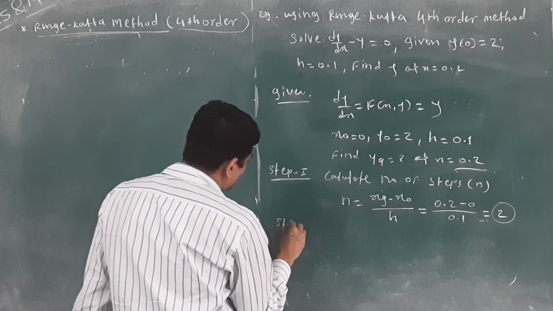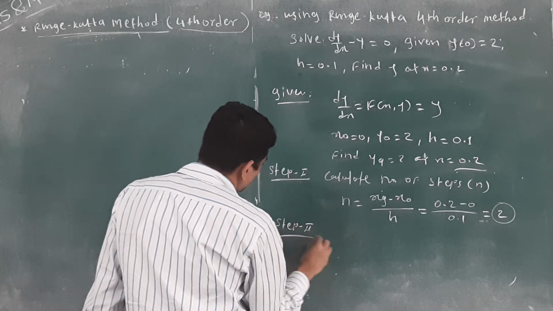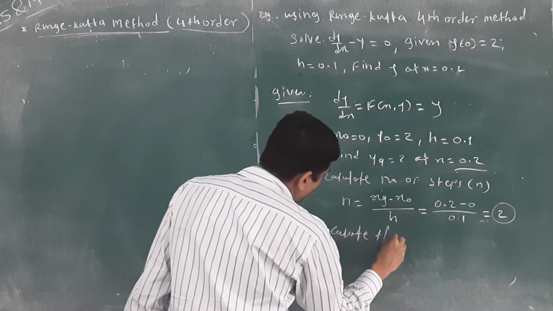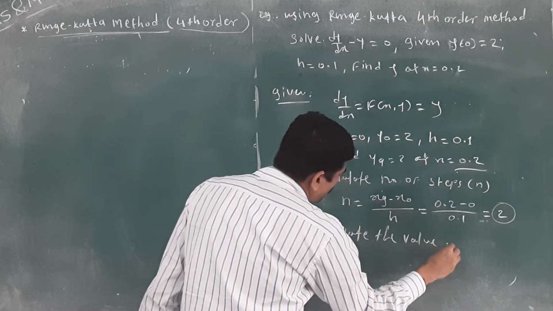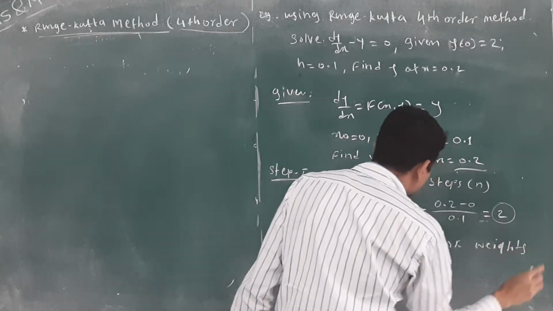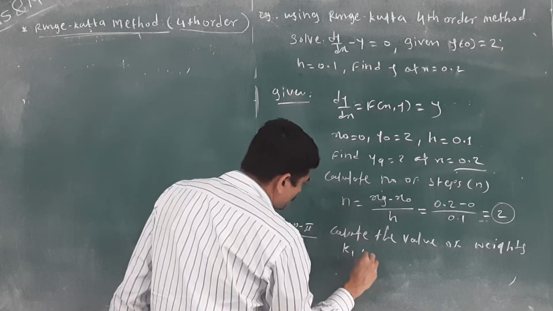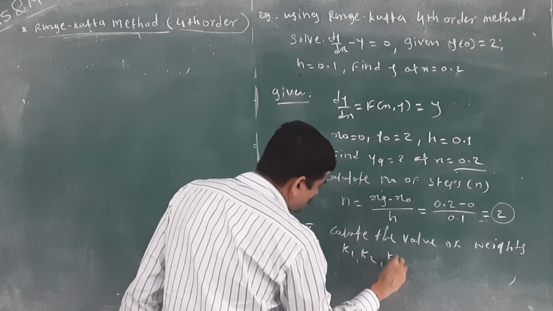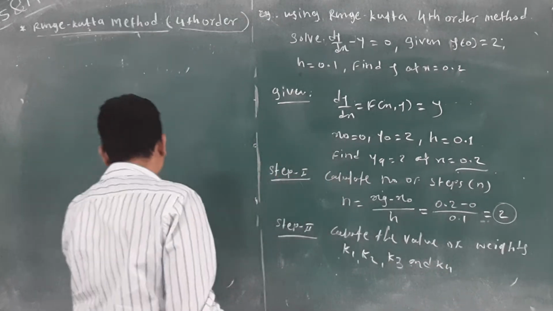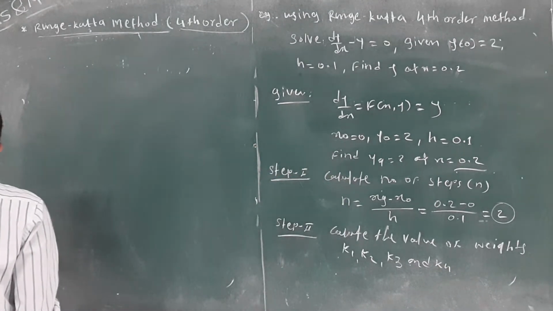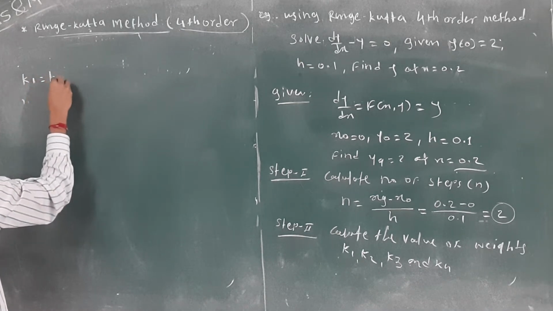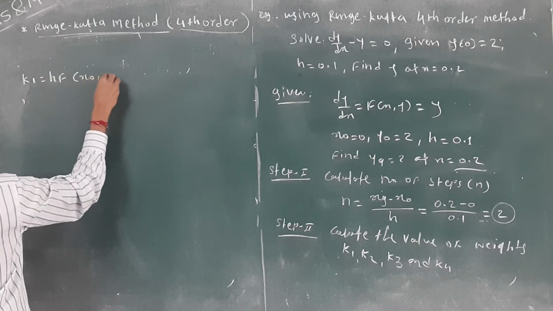Second, step number 2. What is step number 2? We want to calculate the value of weights, K1, K2, K3 and K4. We want to calculate the value of K1, K2, K3 and K4. What is the formula? K1 is equal to h f of x0, y0.